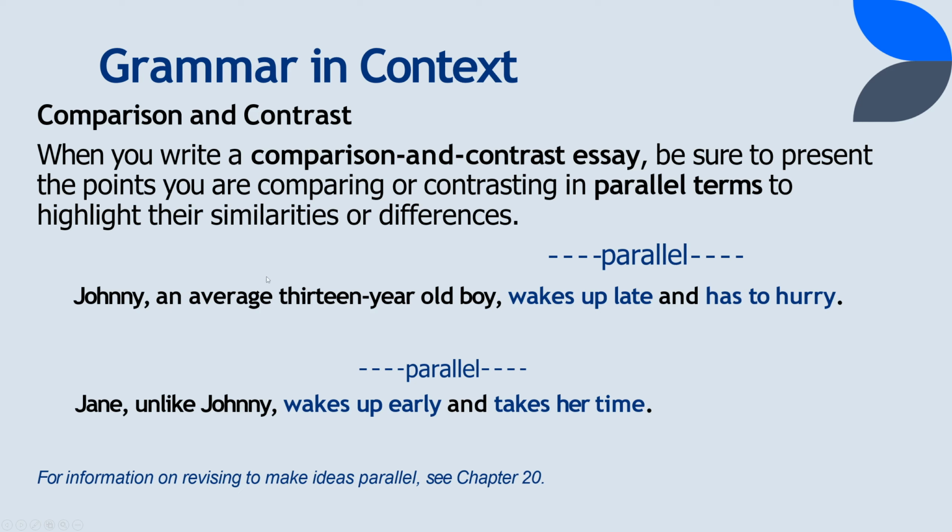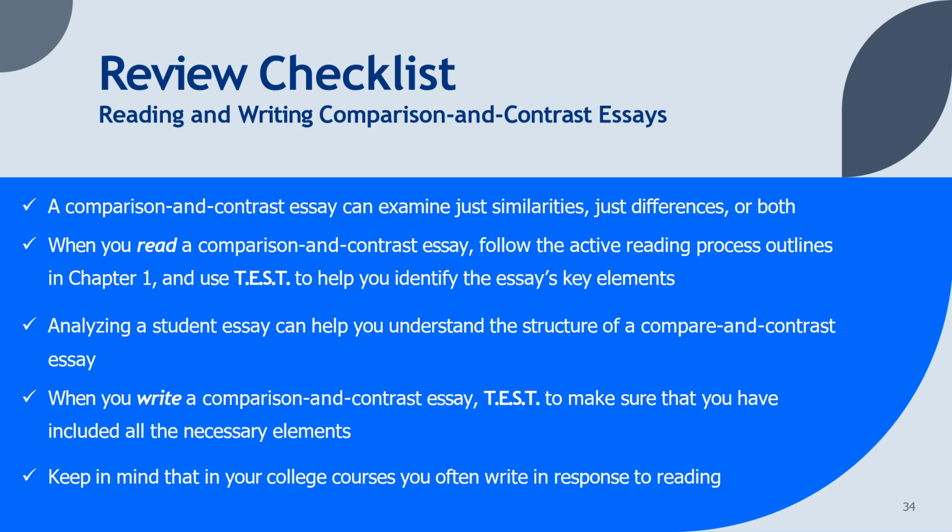But it also can be between sentences. So they're saying that we're doing a compare and contrast here. So we have one sentence about Johnny and one sentence about Jane. And you see that they both start with the wakes up. One is just late, one is early. And then they go to whether they have to hurry or not. If one had been rearranged, if our first sentence was exactly the same and our second sentence said Jane, unlike Johnny, takes her time and wakes up early, that would no longer be parallel and it would be considered weaker writing.